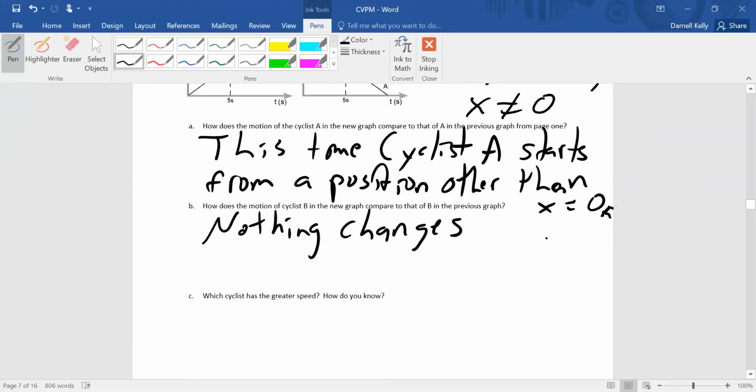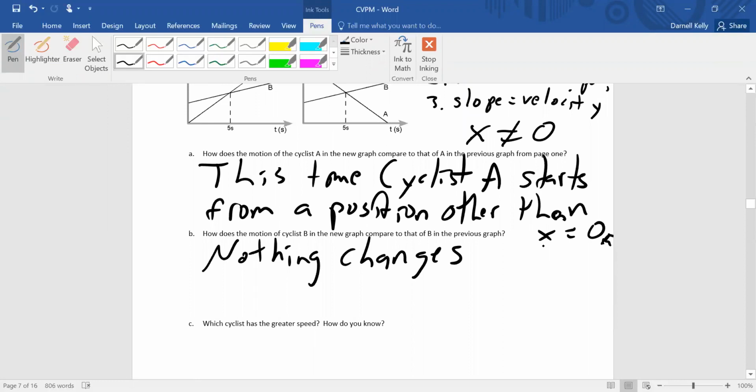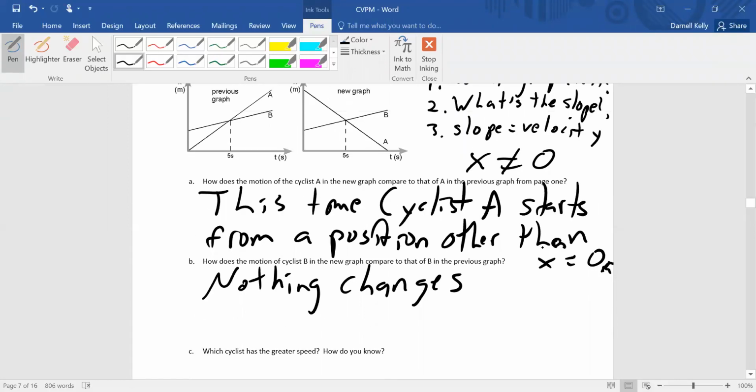Which cyclist has the greatest speed, and how do you know? Think about slope in the new graph. Cyclist A still has the faster speed. Absolutely right, Sophia. Even if it's a negative slope, its speed is still greater because the slope is steeper, whether positive or negative. Therefore A is still moving faster.